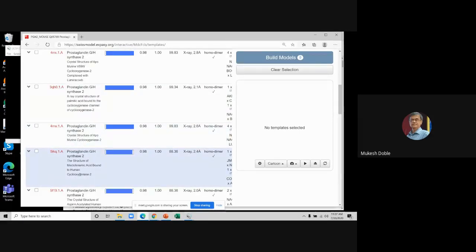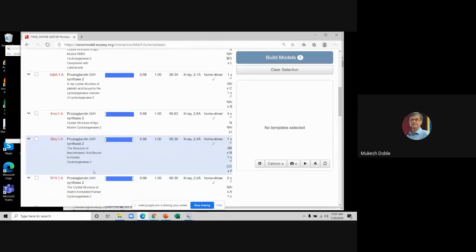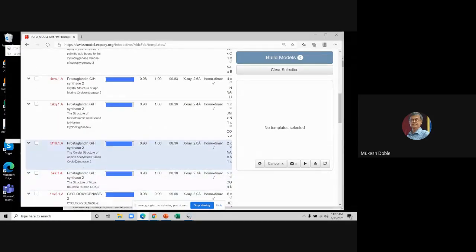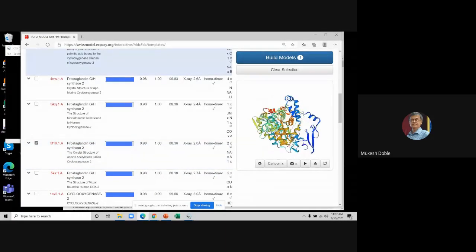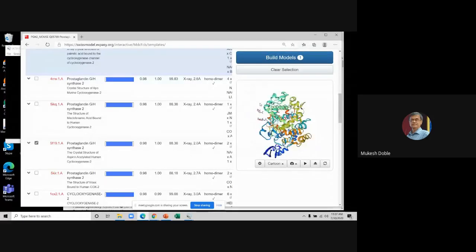This one is again murine based. This is human based. You can see here different sources. Here is aspirin bound to the human cyclooxygenase. If you're looking at human cyclooxygenase, this is a good protein to select. This has only 88% similarity, but it is better because I work quite a lot on inflammation. Aspirin is one of the non-selective drugs used for inflammation. So this is very nice, which is related to our research.